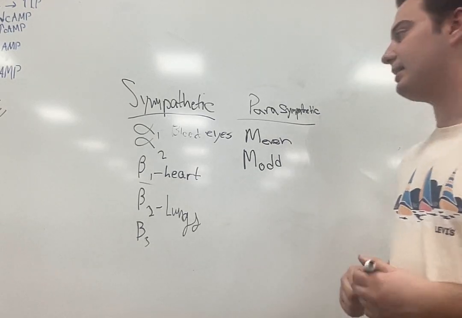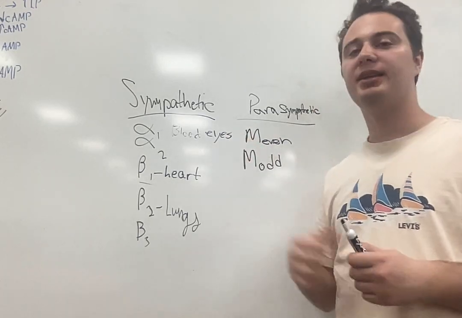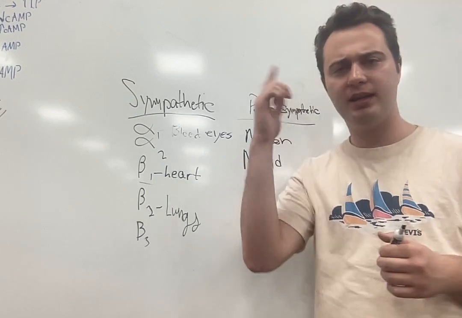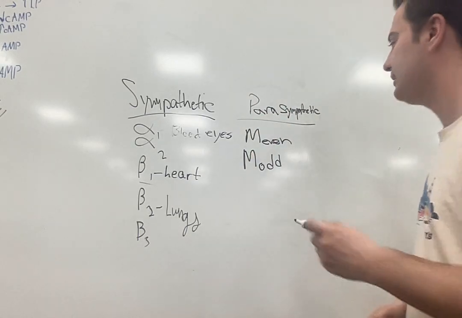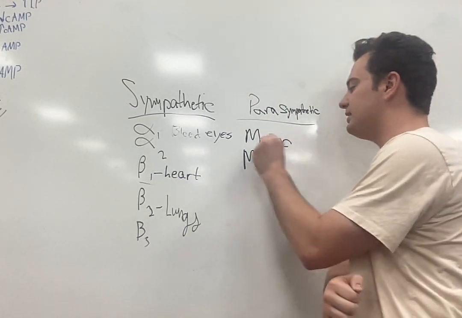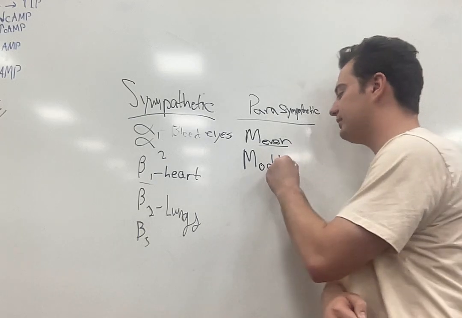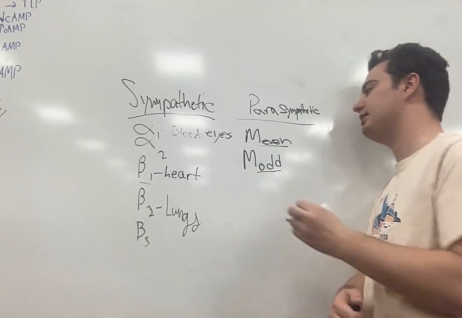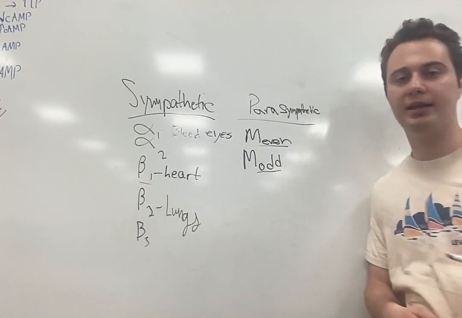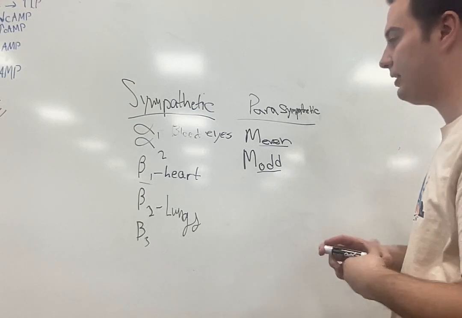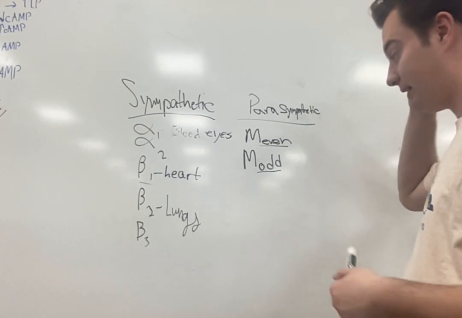Parasympathetic system is a little easier to get your head around and to think about. So again, if it's even, it's a deactivator. If it's odd, it's an activator. The M, by the way, stands for muscarinic. And they react to acetylcholine.